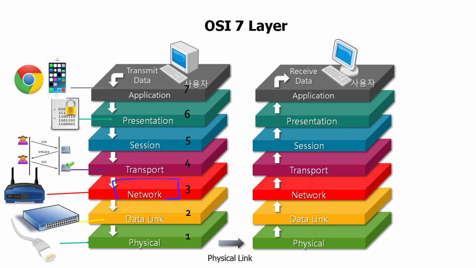And then we have the network layer. This is layer 3. The network layer uses routers and IP addresses. Routers connect networks to other networks, and they use IP addresses in order to locate where these different resources are.